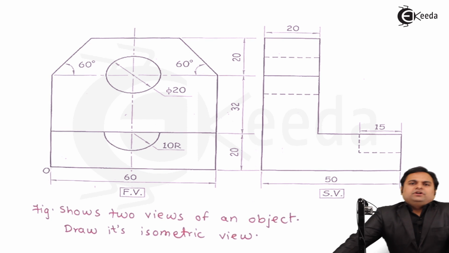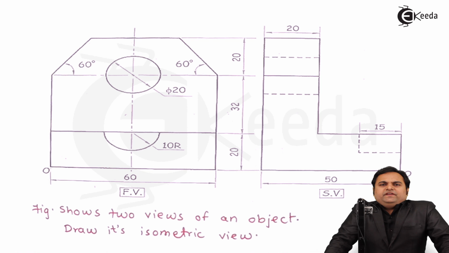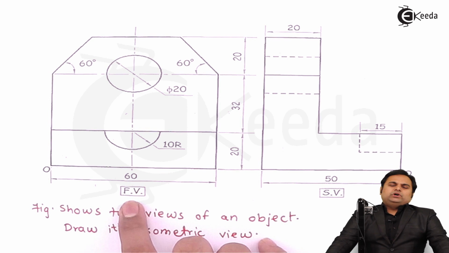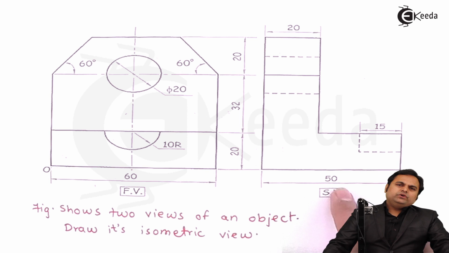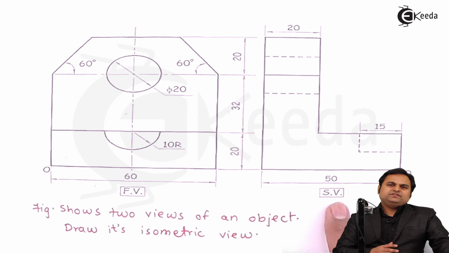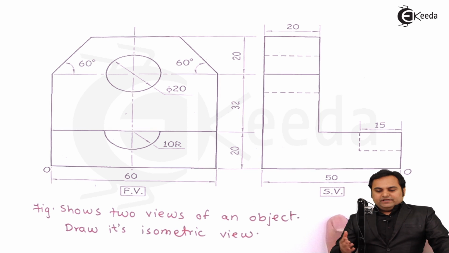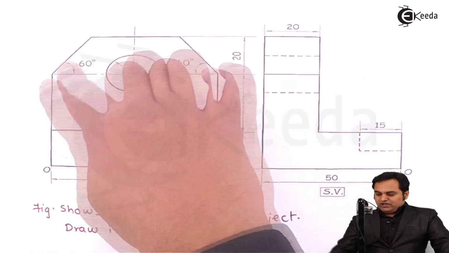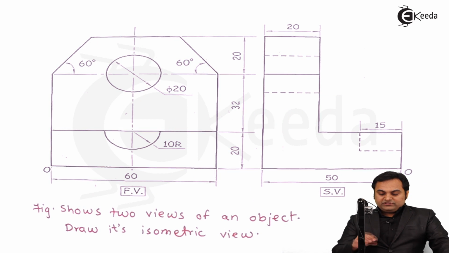Hello friends, here in this video we are going to see a problem on isometric projections in which we are going to convert the given 2D view into a 3D diagram, that is the isometric view. For that, here is a question. Figure shows two views of an object. Draw its isometric view. Now here are the two views which are given to us.